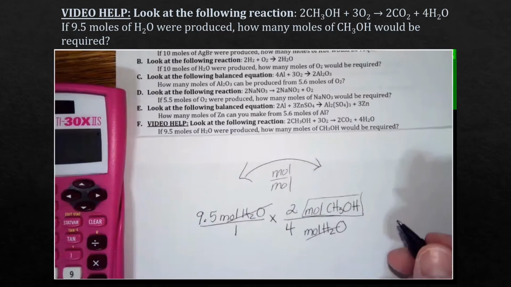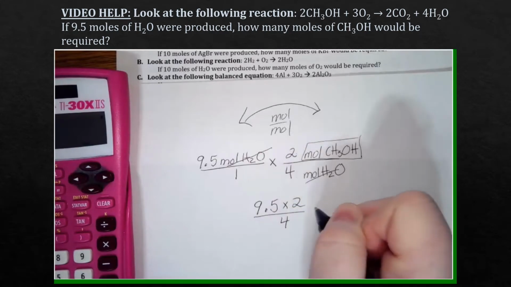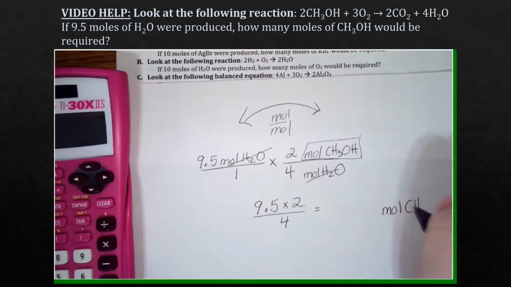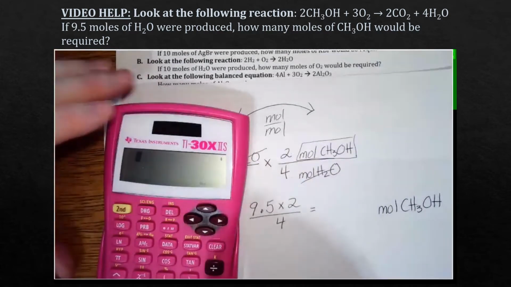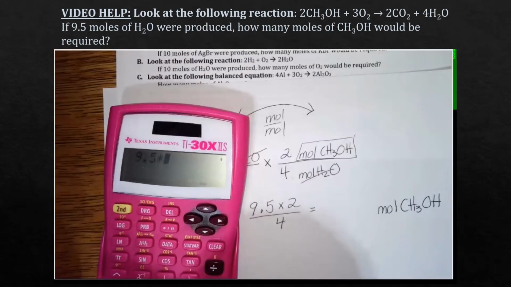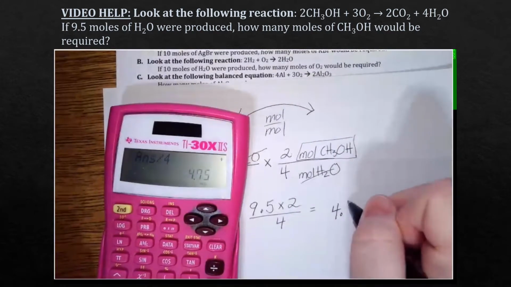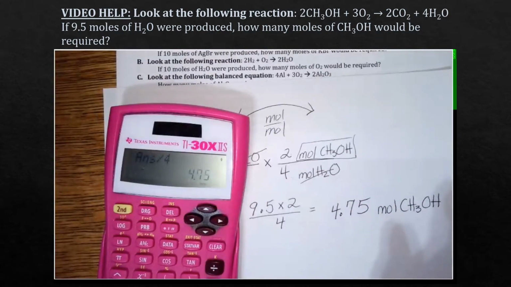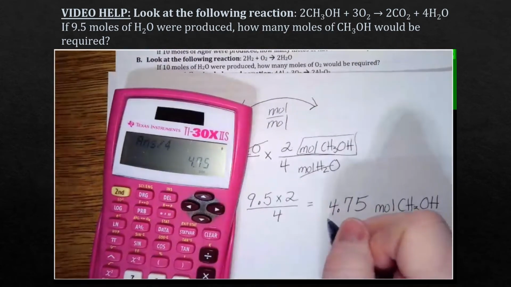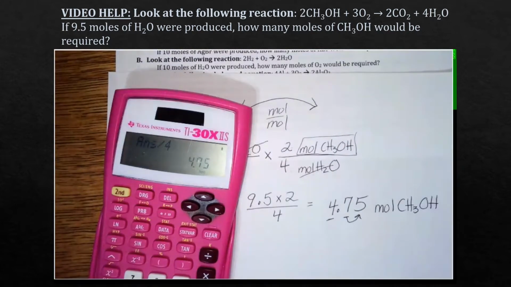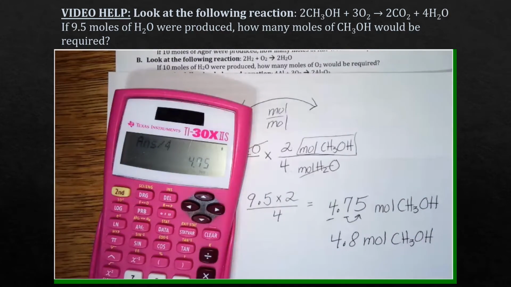So that's good. So how do I solve this math-wise? I take 9.5 times 2 divided by 4, and that is going to give me moles of CH3OH. Okay, so let's do that. 9.5 times 2 equals, divided by 4 equals 4.75 moles of CH3OH. Now, if we were checking significant figures, we only need 2. So 1, 2, look at this next digit. Well, that tells me to round up. So 4.8 moles of CH3OH. And there you have it.